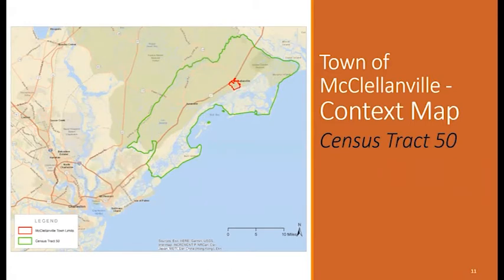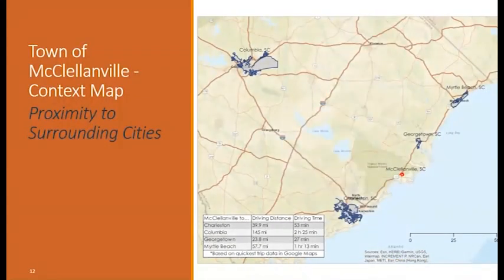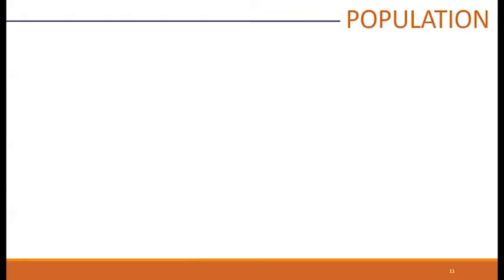And you will see some of those comparisons throughout the next upcoming charts and graphs. Zooming further out in context, we are looking at some of the proximity to surrounding cities, some of the well-known regions of South Carolina, including Columbia, Charleston, and Myrtle Beach. And we just have a quick little table here displaying the approximate drive times to each of those cities for further context.